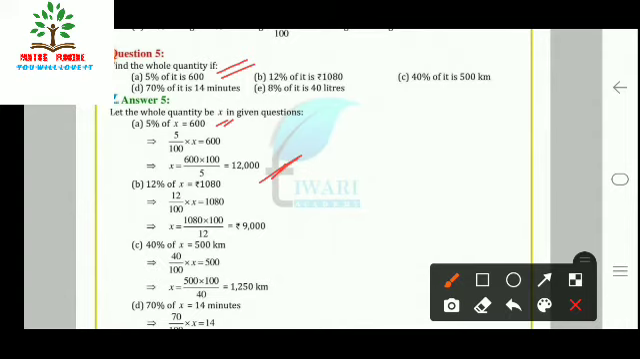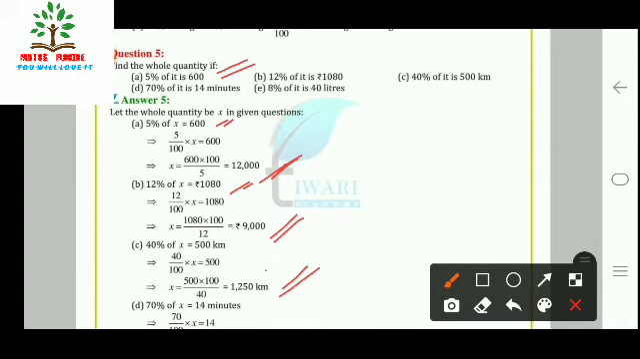Then we have the second part, 12% of it is rupees 1080. So again the total be x here. So 12% of x is equal to 1080. 12% means 12/100 into x is equal to 1080. So cross multiplication, the answer is 9,000. Then in the C part, 40% of x is equal to 500 kilometers, that is 40/100 into x is equal to 500, which gives 1250 kilometers.